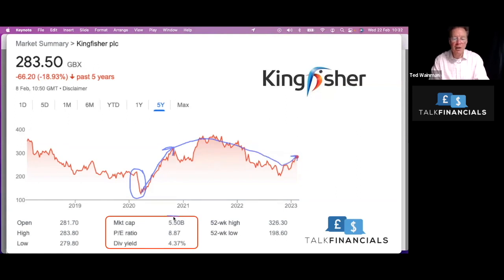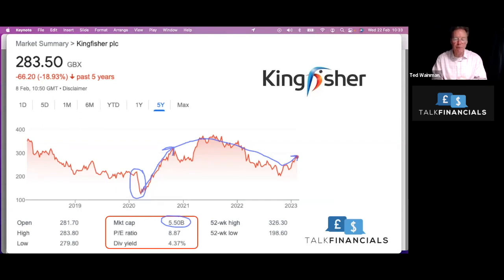So market cap, 5.5 billion. Just so that we understand, I've got it down as about 6.5 times earnings, whereas Google says 8.87. So it's relatively cheap. That's an earnings yield of over 10%, for example, so this is pretty high.